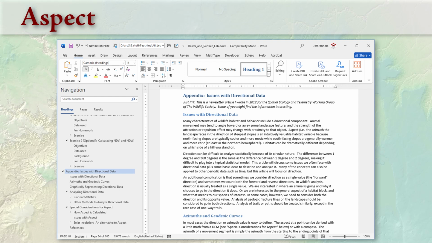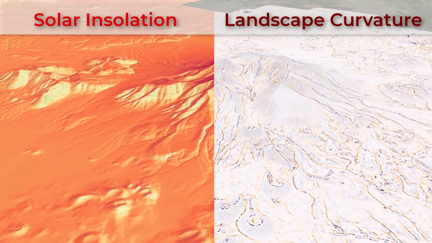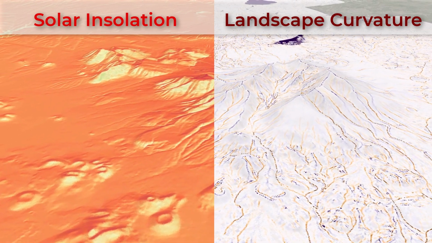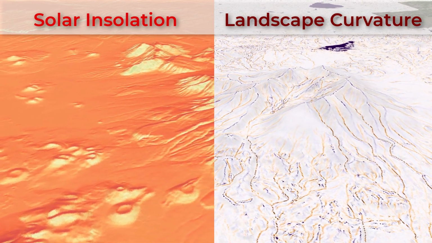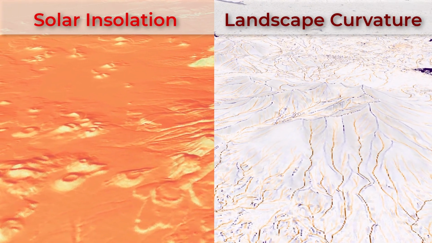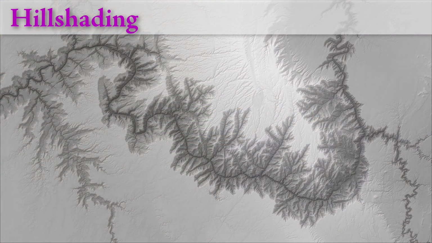And this is a good break point for the video, so we'll wrap up this episode here. Now, in the next video, we're going to discuss solar insolation and landscape curvature, both of which are very important drivers of many ecological phenomena, such as vegetation composition, microclimate, stream flow, and exposure to the elements. We're also going to discuss hill shading, which gives you a way of displaying the texture and the shape of the land in your map, so stay tuned for that.